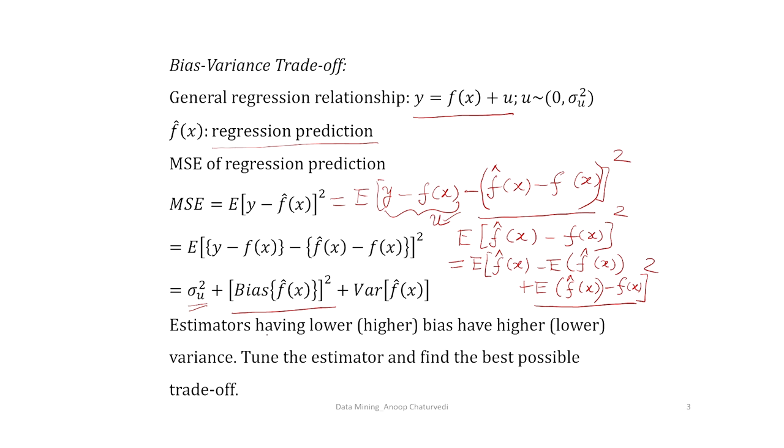Then the estimators having lower bias have higher variance, or the estimators having higher bias have lower variance. So, ultimately you have to tune the estimator between the bias and variance, so that you can find the best possible trade-off. There is a trade-off between bias and variance, and you have to find the best possible estimator.